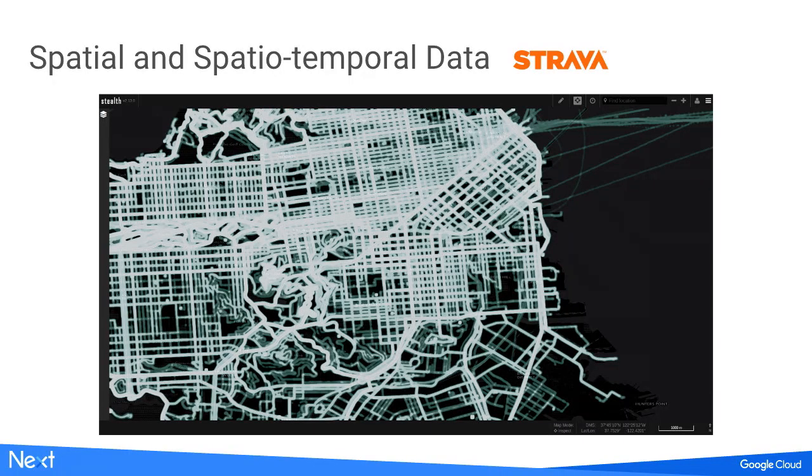These are some density maps that we produced from ingesting Strava data into GeoMesa. This is commutes in downtown San Francisco, which pretty much covers all of the roads in downtown San Francisco. So spatiotemporal data is growing. The volumes of it are growing.